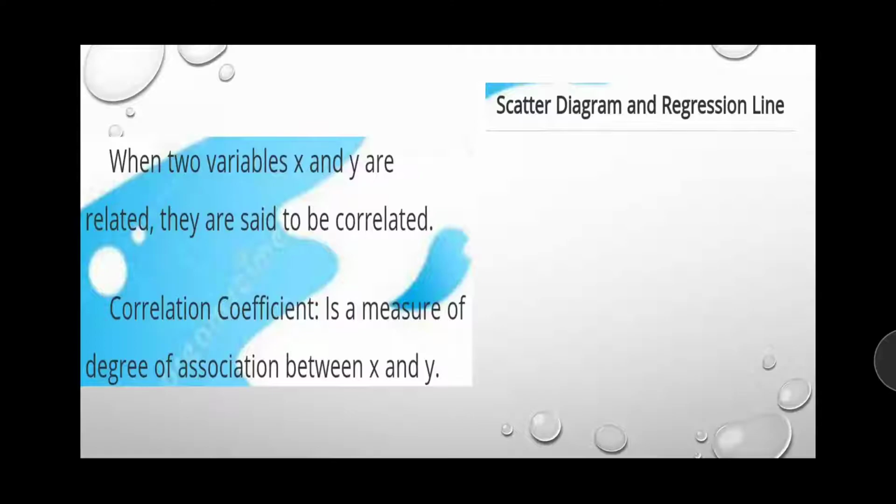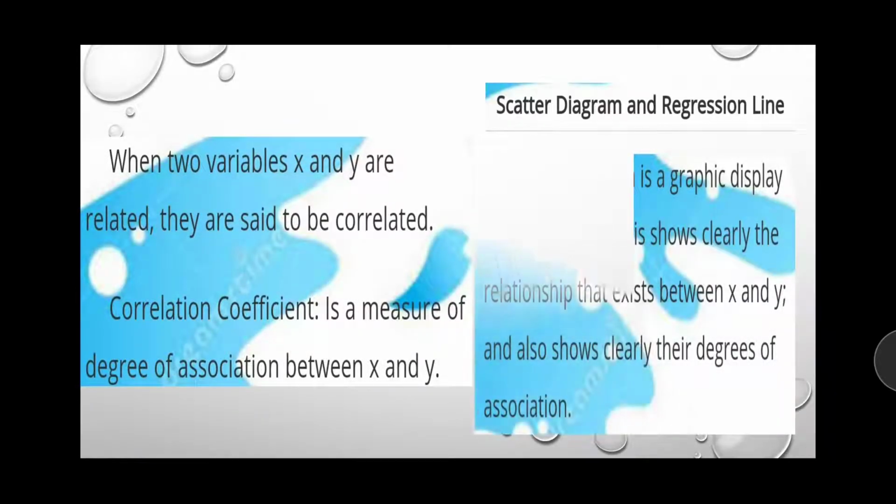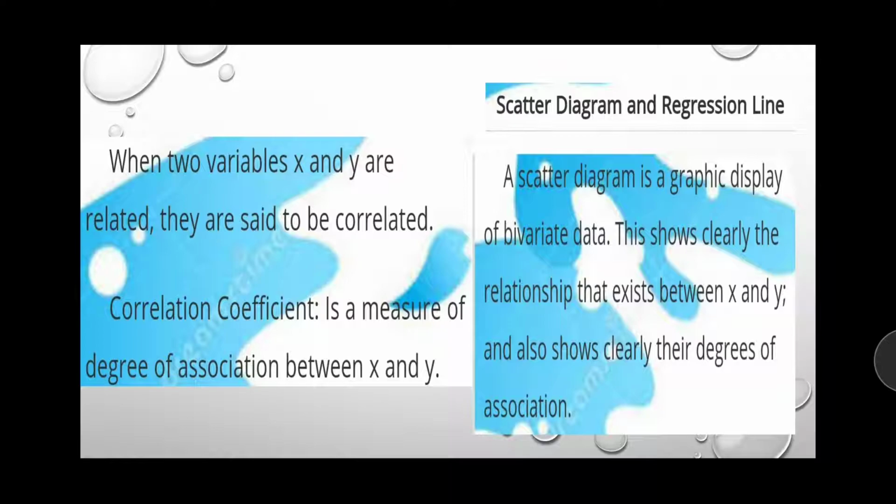Now let's look at the scatter diagram, and that's the diagram that represents our bivariate data. Good. A scatter diagram is a graphic display of bivariate data. This shows clearly the relationship that exists between x and y. It shows us the relationship that exists between x and y. So scatter diagram helps us show on the graph the two variables, our bivariate data, and also shows clearly their degrees of association. Good.